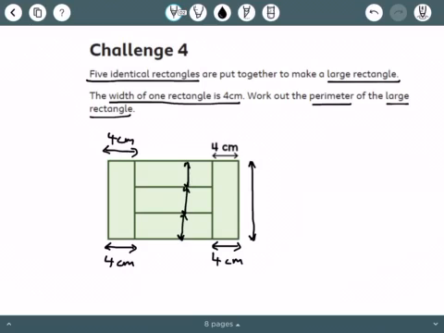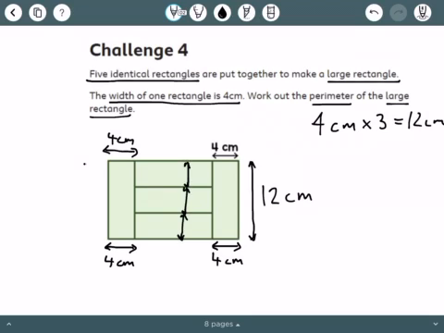So we know what the width is. The width is 4 centimetres. If we find 3 of them, we're going to get our length of 12 centimetres. So we know that the length is 12 centimetres.